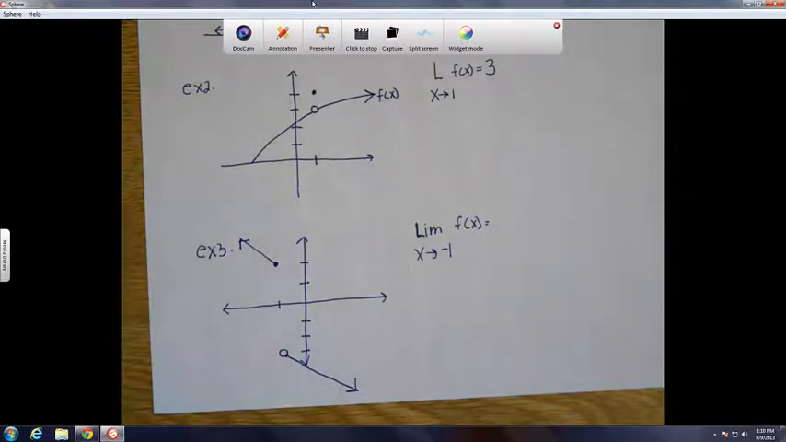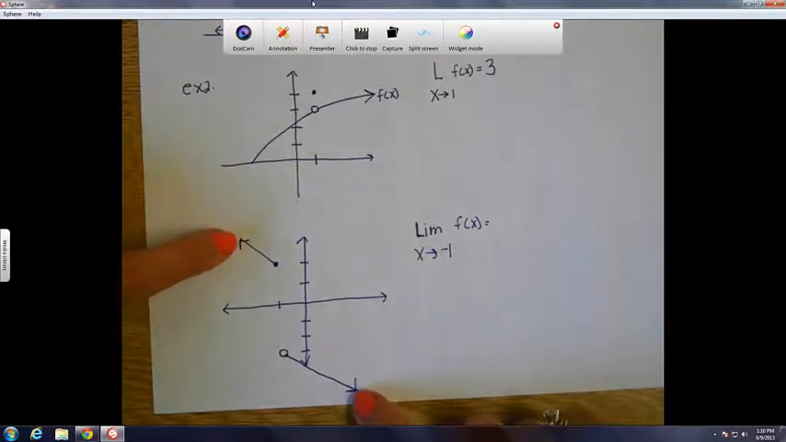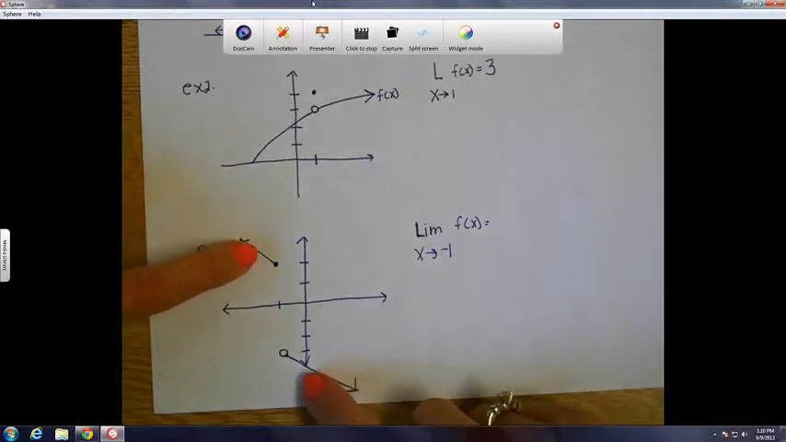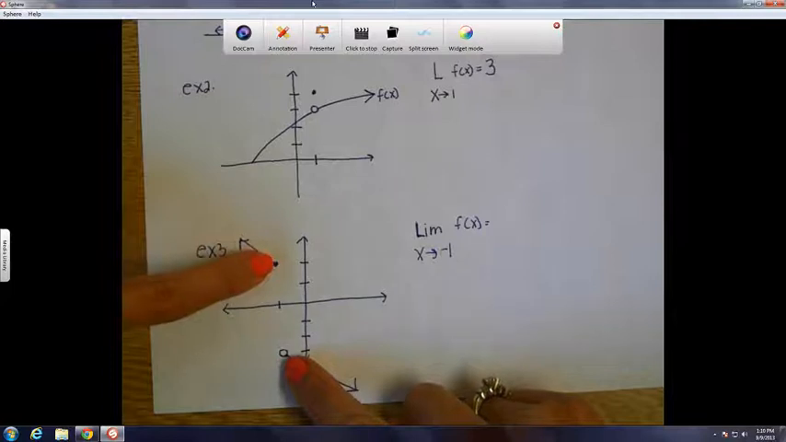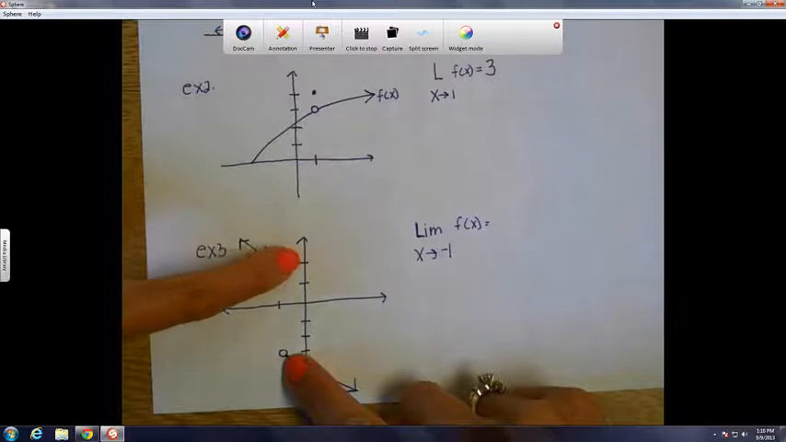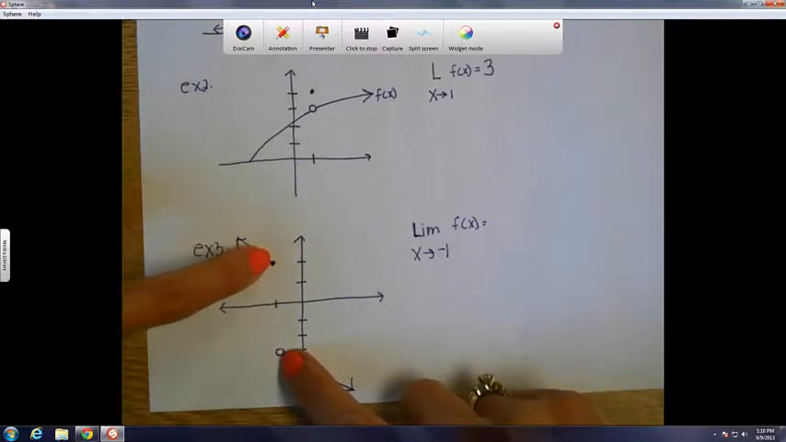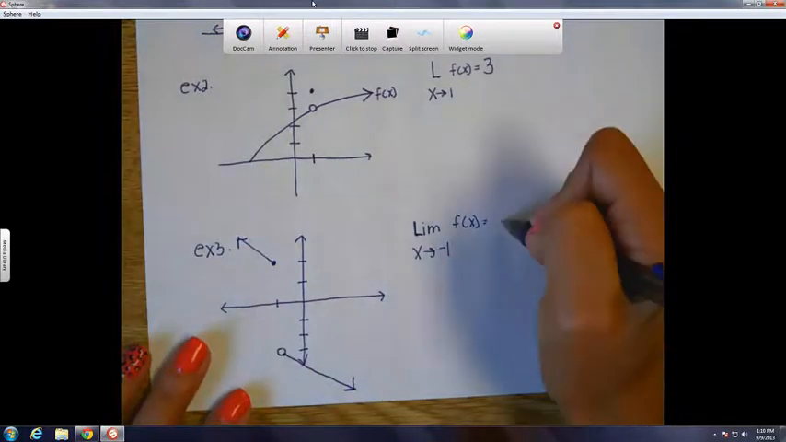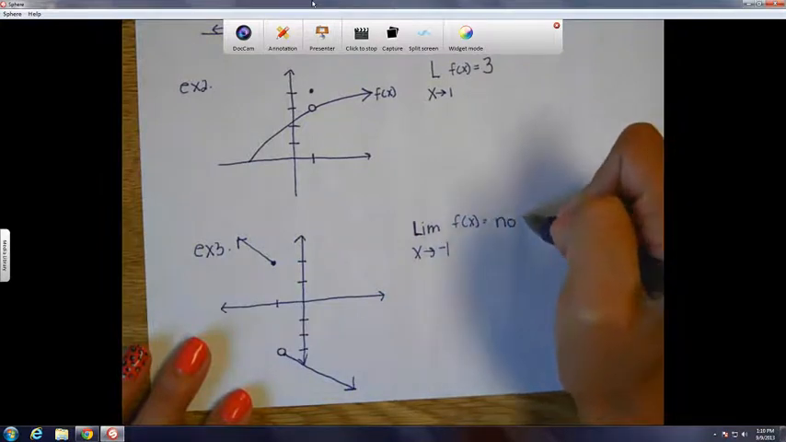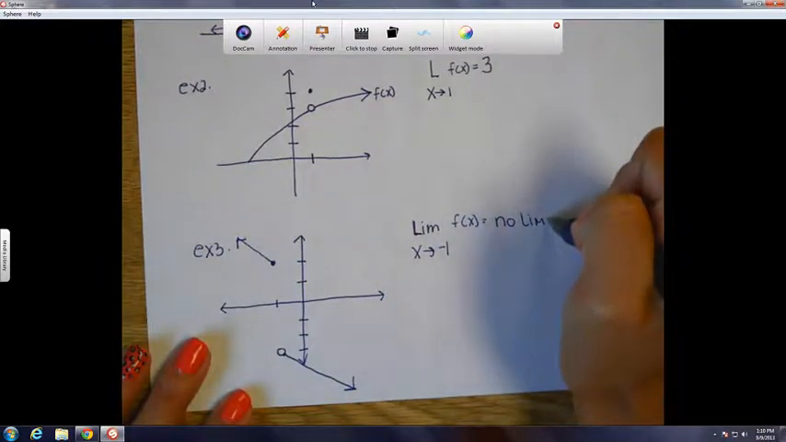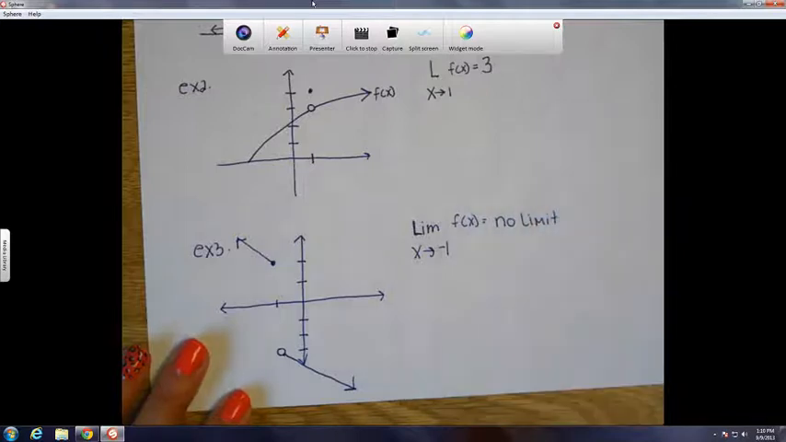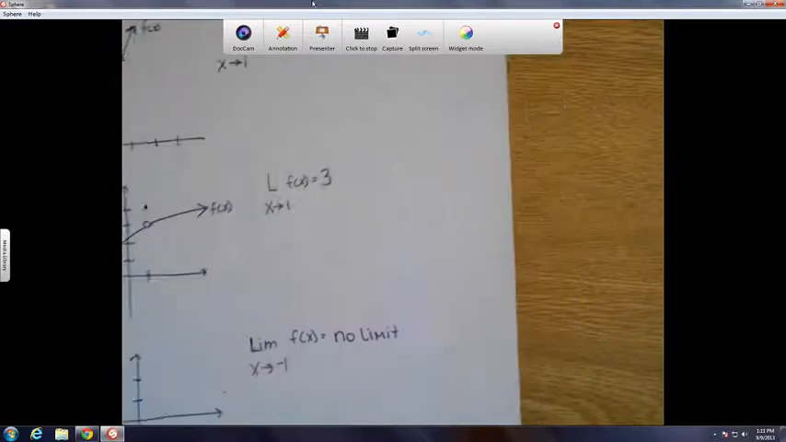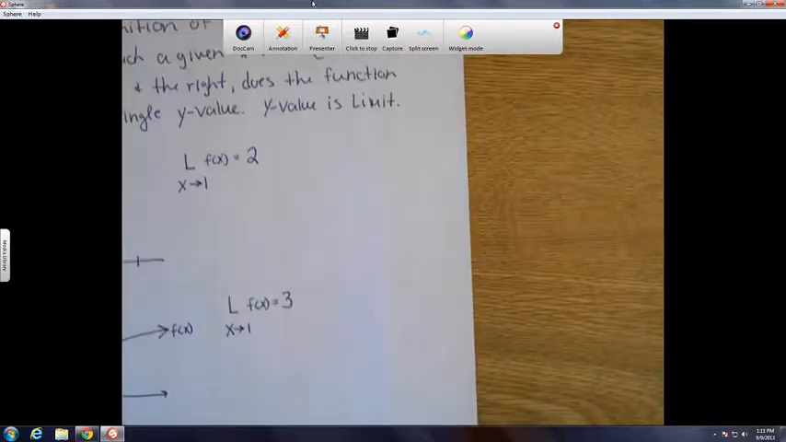Use your two fingers. You're going to approach negative 1 from the left and the right. So you're just sliding along the graph, along the curve. Are these two fingers ever going to touch each other and be at the same y value? Not a chance. This one's approaching 2. This one's approaching negative 3. So there is no limit. Let's try one more. Make sure you got it. Squeeze it in over here.